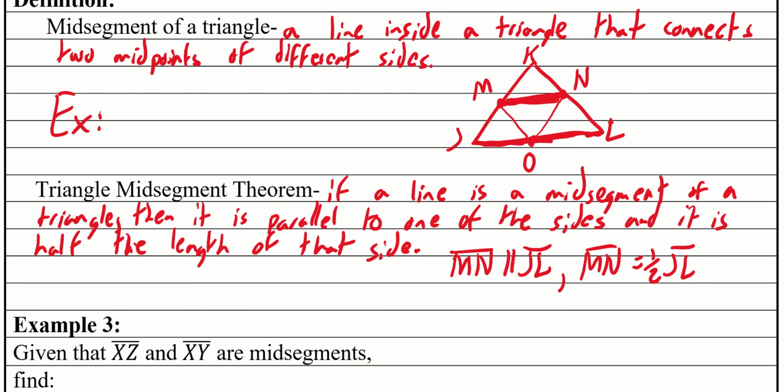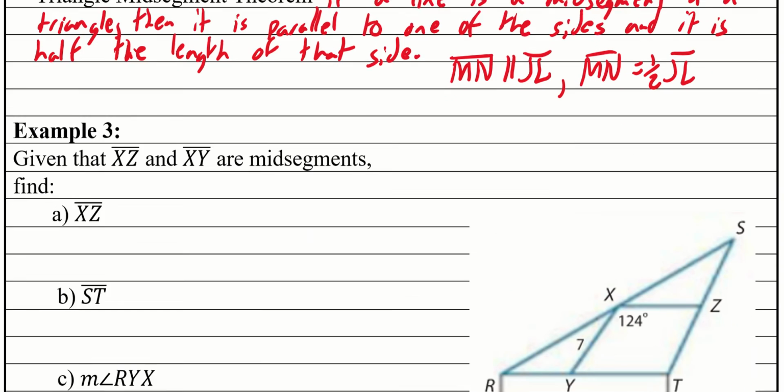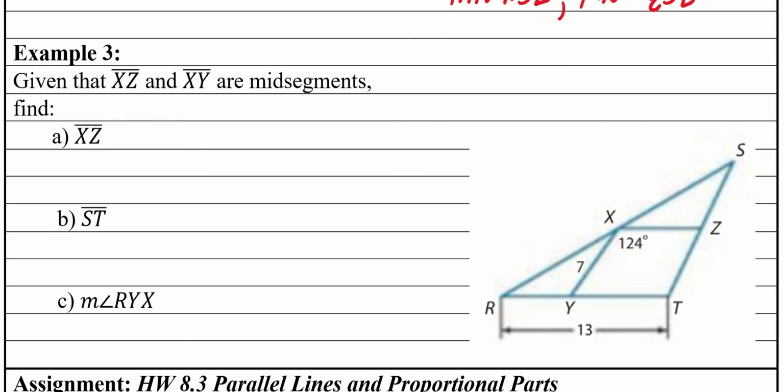All right, so final example here, putting this to use, making sure we understand how this works. Let's say we're given this triangle, and let's say we're given that XZ and XY are midsegments.